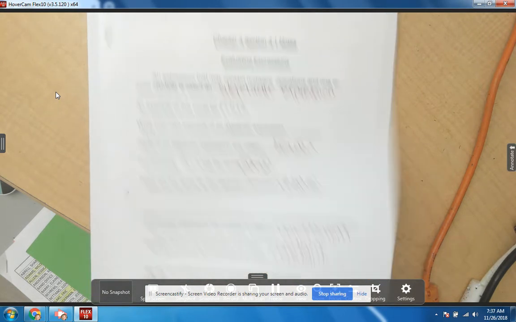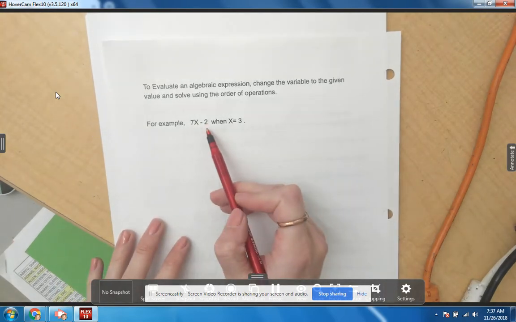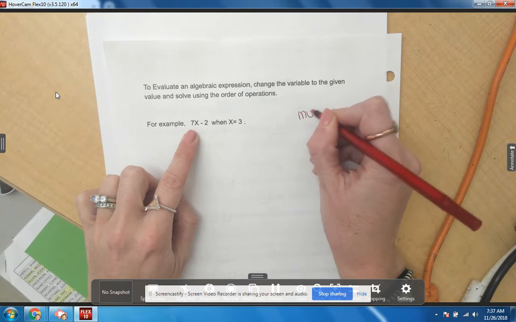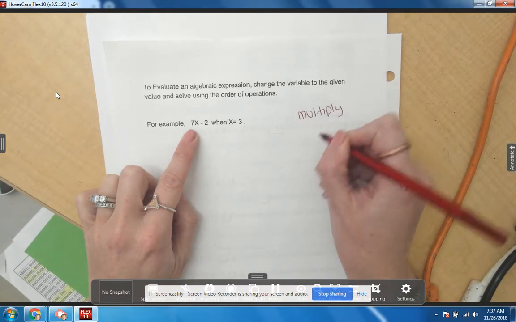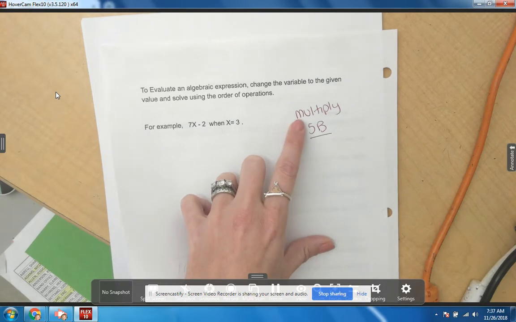Okay, so flip this over. To evaluate an algebraic expression, change the variable to the given value and solve using the order of operations. So, for example, 7x minus 2. A number next to a letter means multiply. So I'll put an example here, like a number next to a letter. Something like that. A number next to a letter means multiply.